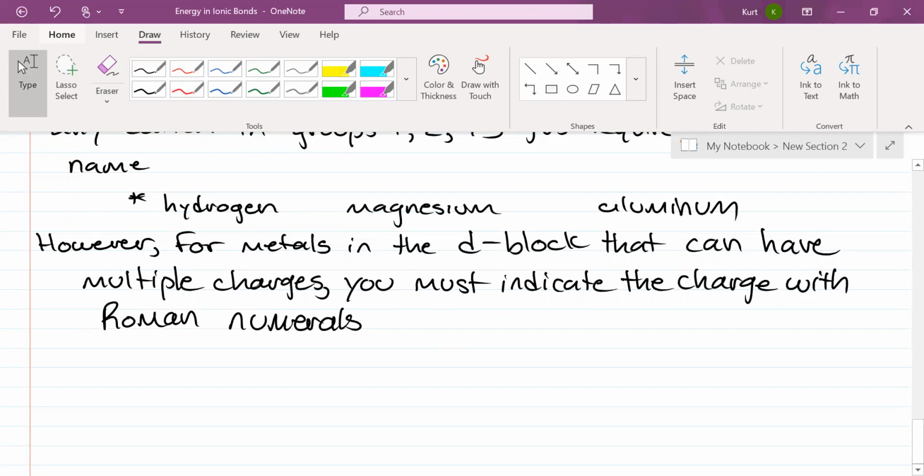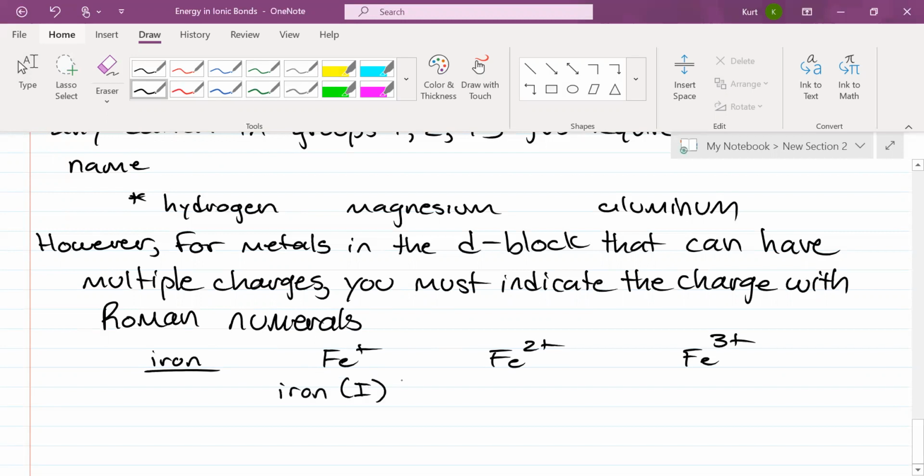But when you have elements like iron, iron can be positive 1, positive 2, or positive 3. You have to write iron 1, iron 2, or iron 3. You do not have to do this with the polyatomic ions either. Just the metals in the D block, and some of them in the P block, but mostly in the D block, that can have multiple charges.